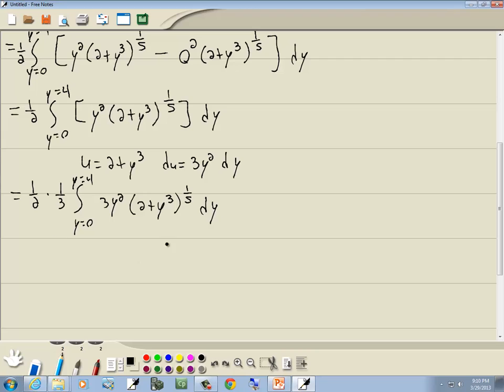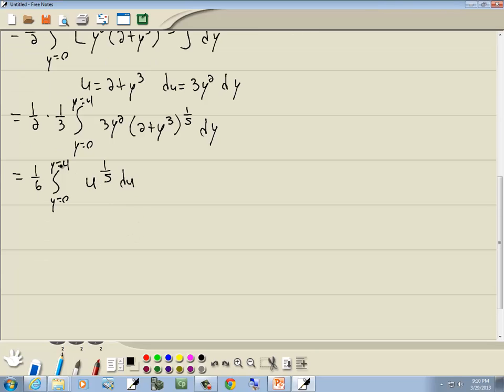Okay. Well, now we can do our substitution. So that gives us 1/6, y is equal to 0 to y is equal to 4. And the 3y squared dy gets replaced by du, and the 2 plus y to the third gets replaced by u, so this becomes u to the 1/5 du. Now personally, I like to leave these in terms of y's, do my integration, and then plug the u equals back in, and then plug in these values. It really doesn't matter. Some people like to switch these to u values, so they'll switch this to u equals something, and this to u equals something. That's your own personal preference. I've done them both ways. I don't see where either one's easier.